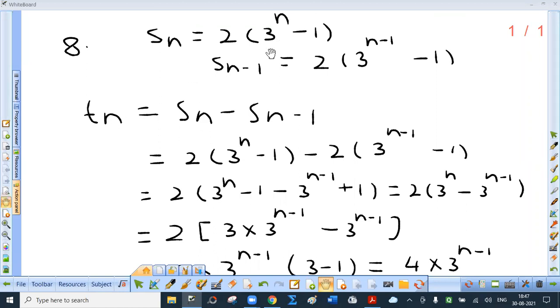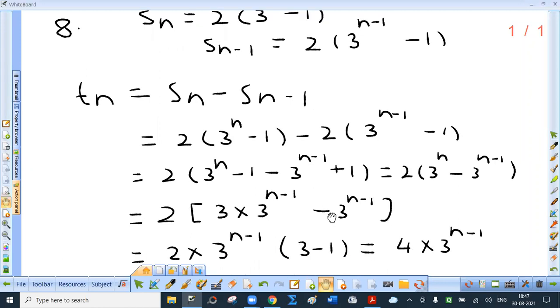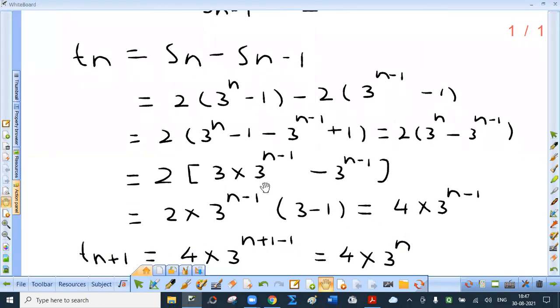Now, this is Sn. How to get Sn minus 1? Replace every n by n minus 1. Here n is in the index. So replace index by n minus 1. Difference. Take 2 common to get this in bracket. Now 3 raised to n is 3 into 3 raised to n minus 1. Why to write like this? So that we can take 3 raised to n minus 1 common. We have to simplify this. So take 3 raised to n minus 1 common. In bracket, you get 3 minus 1. Because when you take this common, you divide this by the same. So 1, 3 minus 1, 2, 2 into 2, 4.